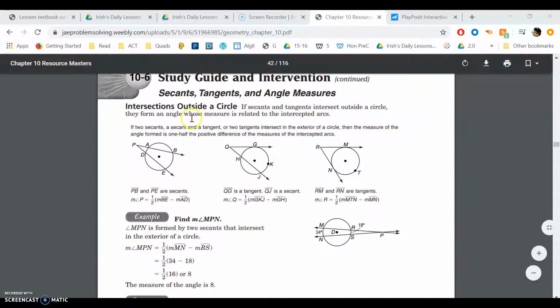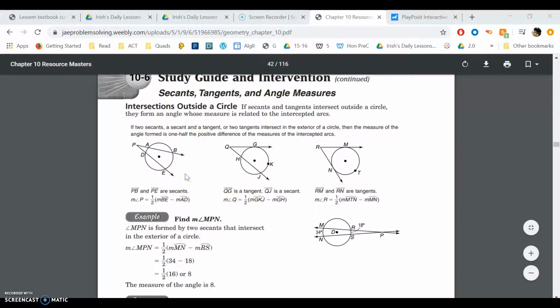All right, so we're going to continue what we did last time with secants, tangents, and angle measures. This is going to be part two, aka continued right here. So we're going to see how this plays out when we have two secants, or a secant and a tangent, or two tangents that are connected at a point outside the circle. Okay, so copy all this down, pause the video.